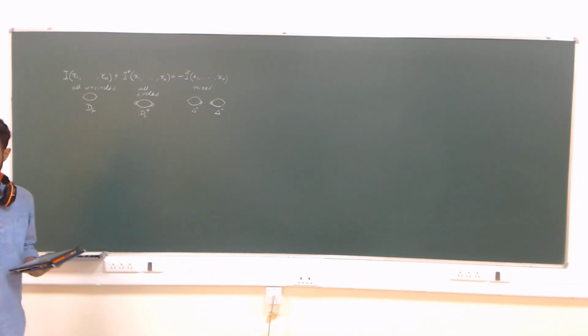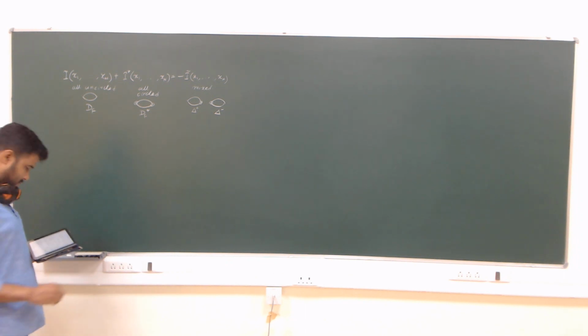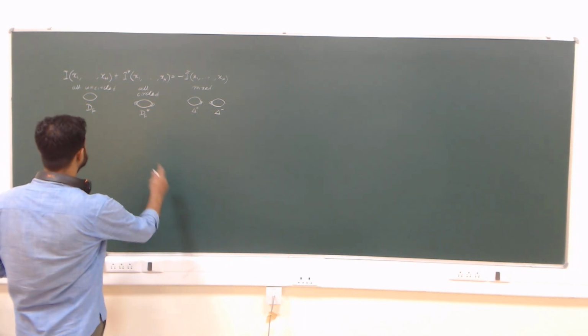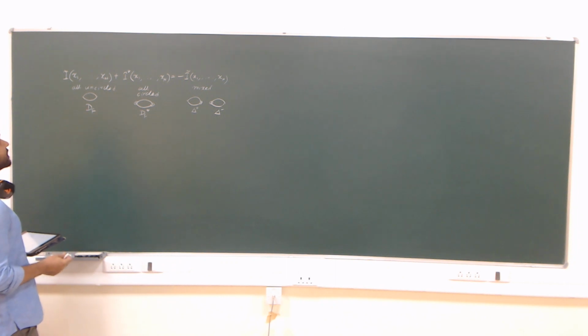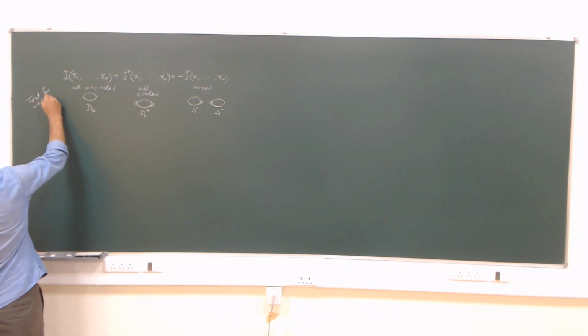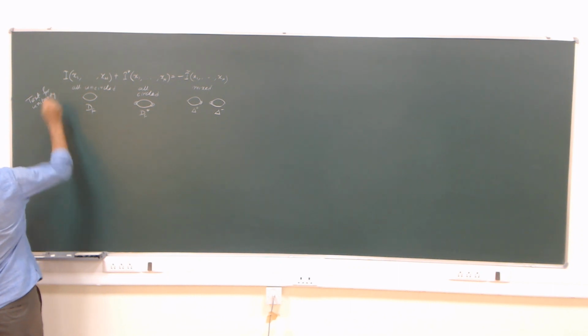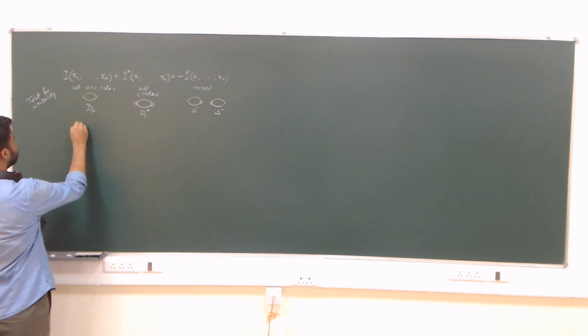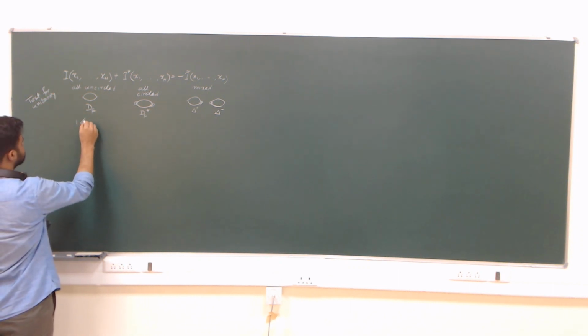So let's start. Last time we discussed these Veltman cutting rules, which were a test for unitarity. So this was one way of writing basically this.